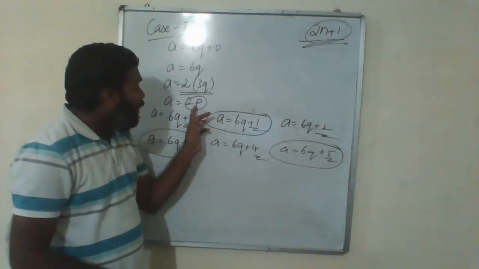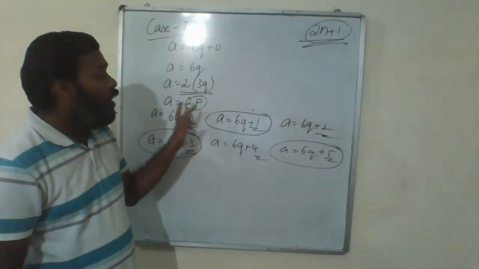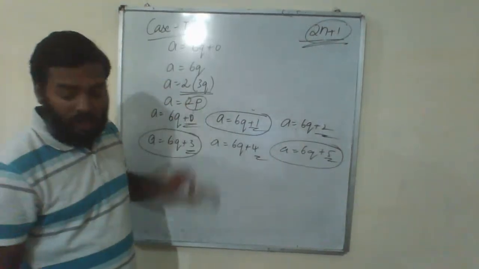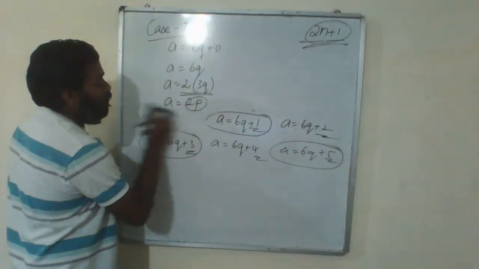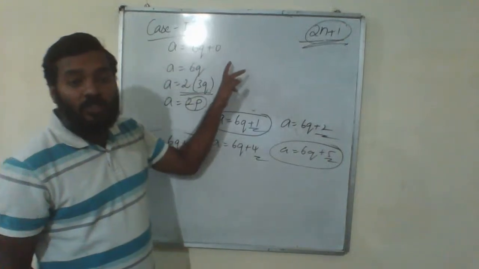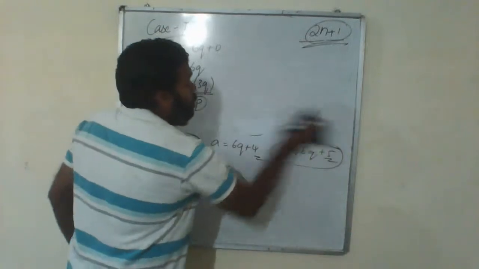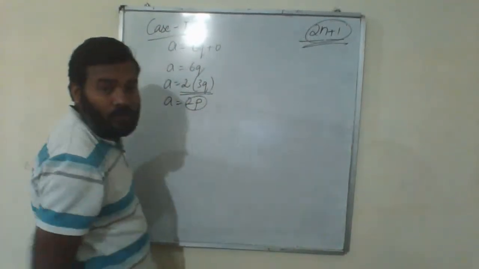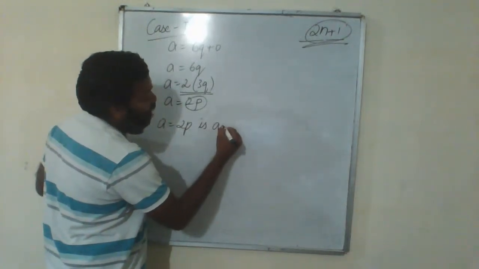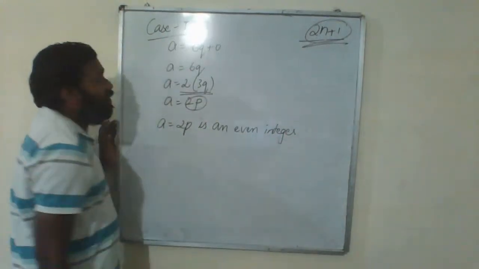Then you are dividing the number by 2 and you are getting the remainder as 0. So this is not an odd integer. So this should be an even integer. In the first case, this is not an odd integer. So a is equal to 2p is an even integer. Therefore, a is equal to 6q is not a positive odd integer. This is our first case.